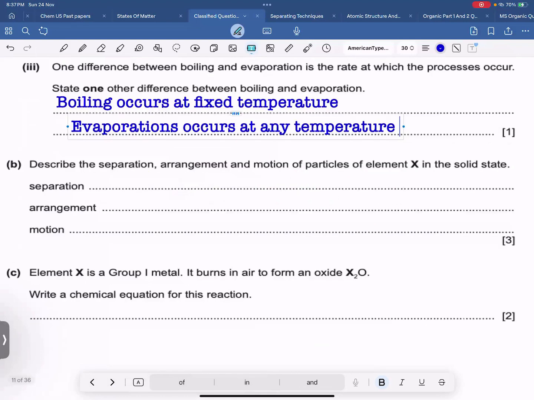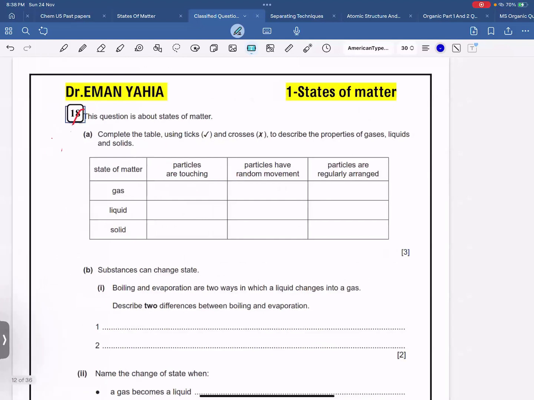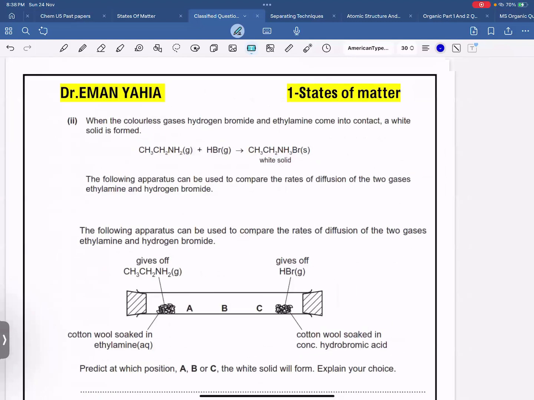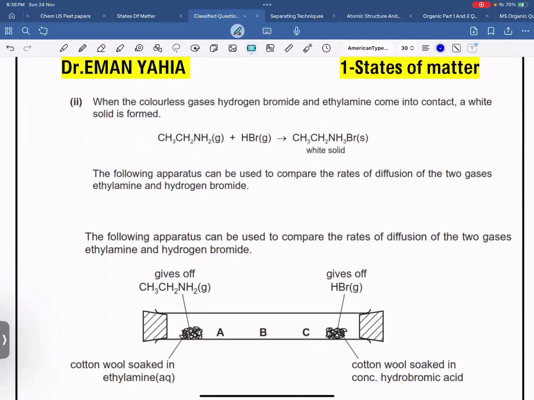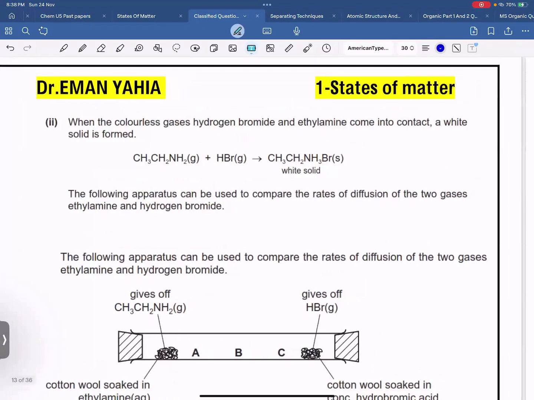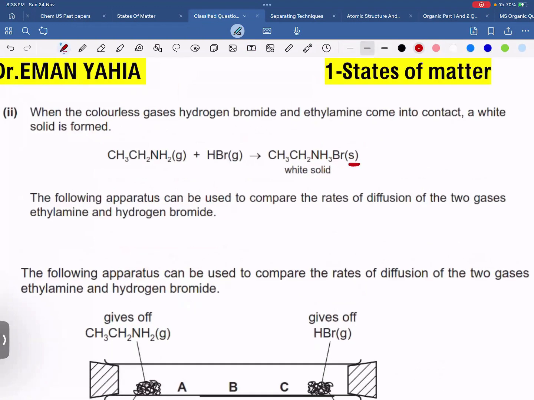Then describe the separation, arrangement, and motion in solid state. We did it before. Same idea, so skip it. Then, when colorless gases hydrogen bromide and ethylamine come into contact, a white solid forms. This is a diffusion experiment. So two gases diffuse to form a white solid.